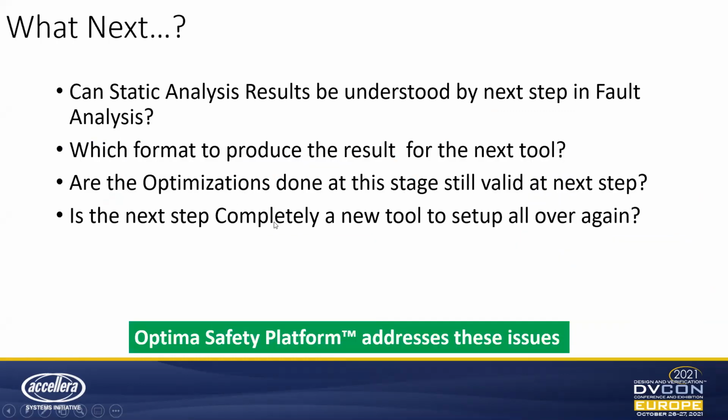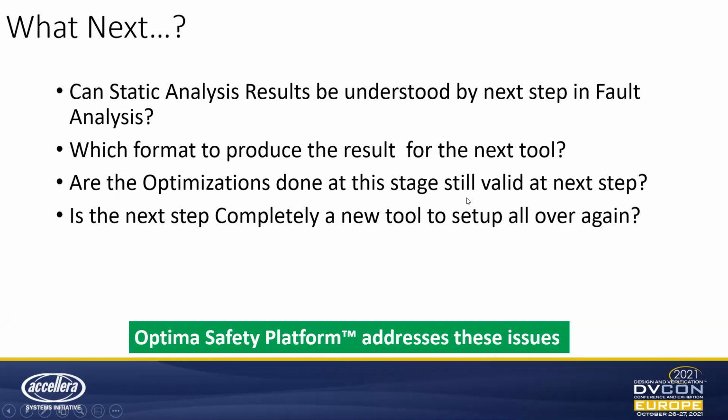So what next? We have done the static analysis, we have come up with relevant faults, and we also have come up with some basic statistics, basic metrics for the FMEDA. And what next, right? Can static analysis results be understood by the next step? This is the generic issue if you are going to have a methodology for FUSA verification with different tools, right? And which format to produce the result in, because one tool probably doesn't understand the other tool's format.